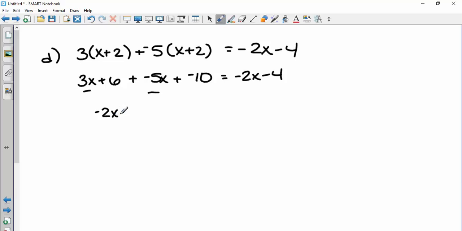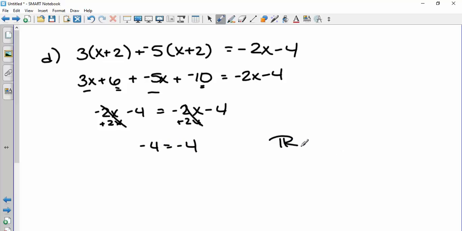Add like terms. I add my 2x. Those cancel, so we have negative 4 equals negative 4. What does that mean? All real numbers. Right.